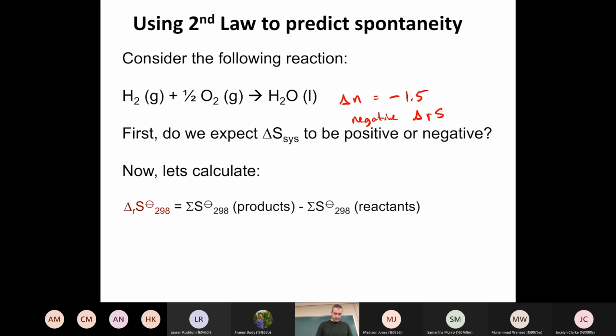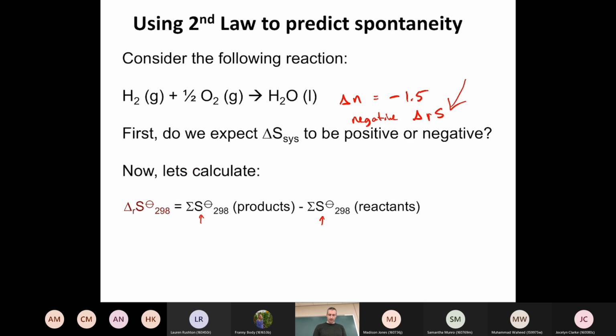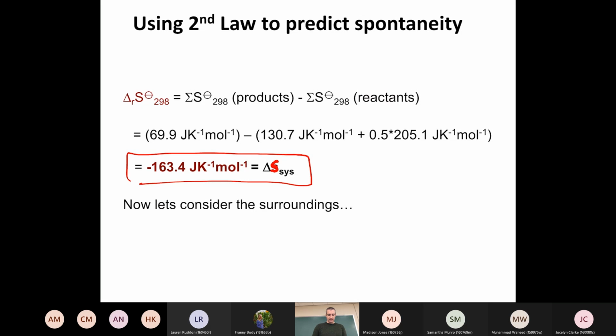All right, let's calculate it. Delta S of this reaction is going to be equal to the sum of the standard molar entropies of the products minus the standard molar entropies of the reactants. We can get all these numbers out of a table. When we do the math, we get this value for delta S of the system: negative 163.4 joules per K mole. So that makes sense. That matches our expectation that it's going to have a negative delta S value. And that's the delta S of the system, the delta S of the reaction.